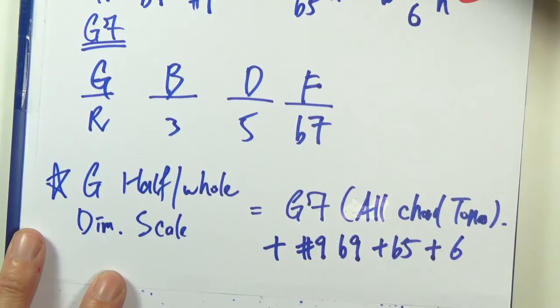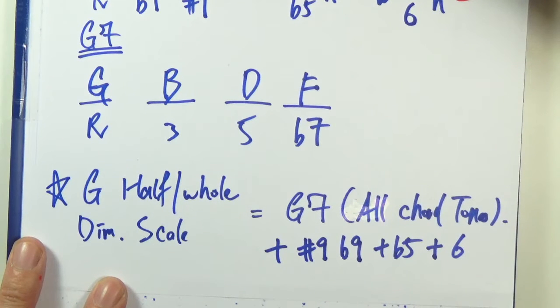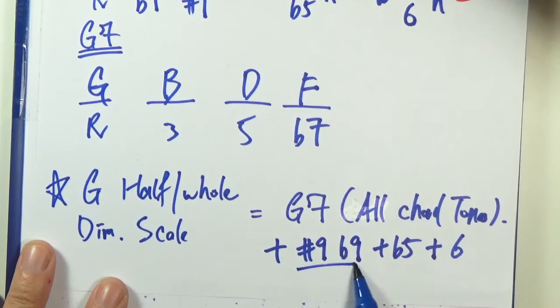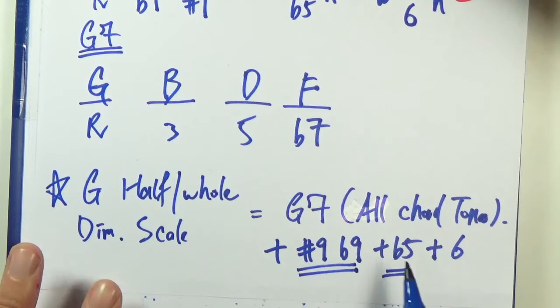All right. So that's a formula, a little bit messier than the previous one. So anyway, sharp 9, flat 9, and also the flat 5 would be the altered tensions. Okay, cool.